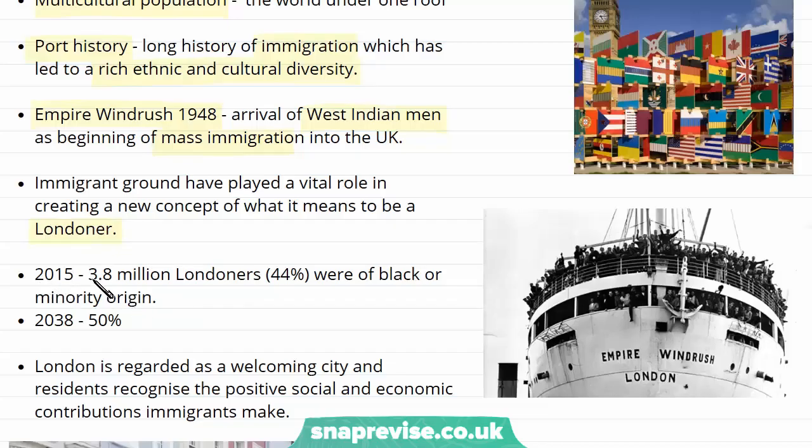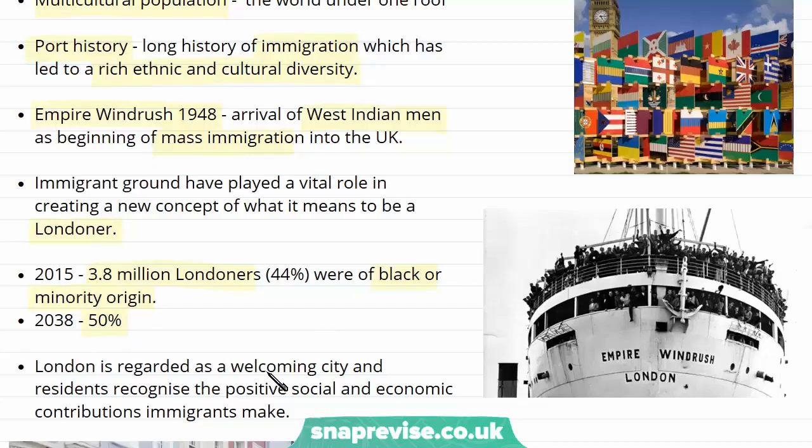So in 2015, 3.8 million Londoners, which accounts for 44% of the population of London, were of black or minority origin, and it's thought that this is going to continue to increase, and by 2038 this will have reached 50%.